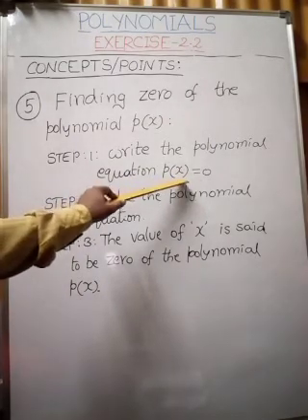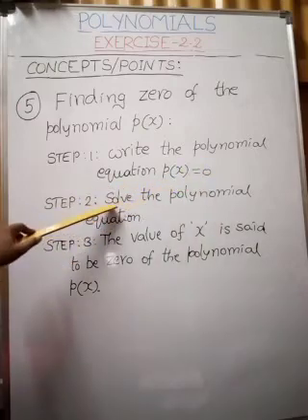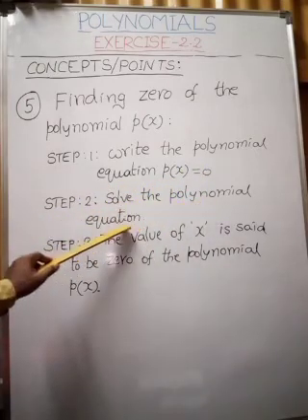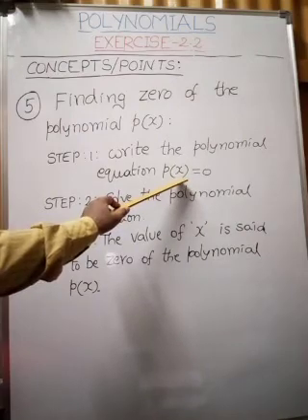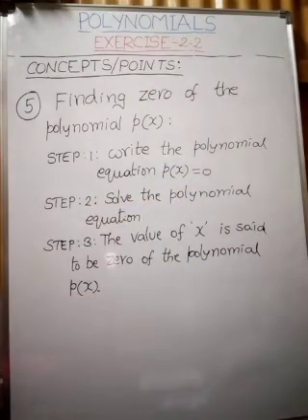Here we got a polynomial equation. We have to solve the polynomial equation. Then we get some values for x. Isn't it, my dear children? We get some values for x.